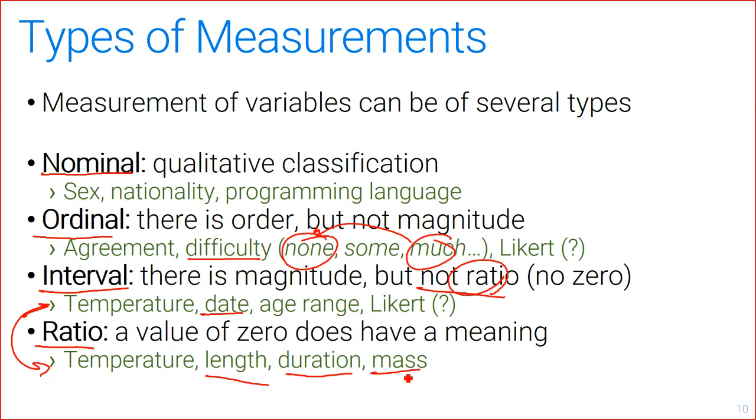So whenever you design some study and you identify the variables that you want to measure, you have to realize at what level those measures are occurring in your study. Are they nominal, ordinal, interval, or ratio?